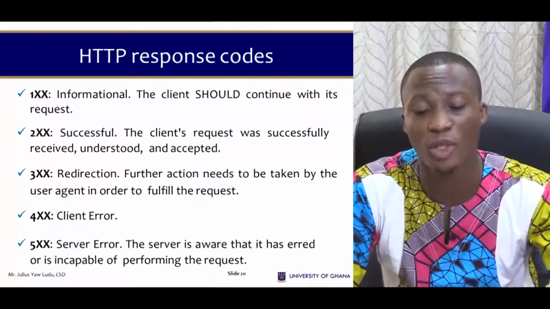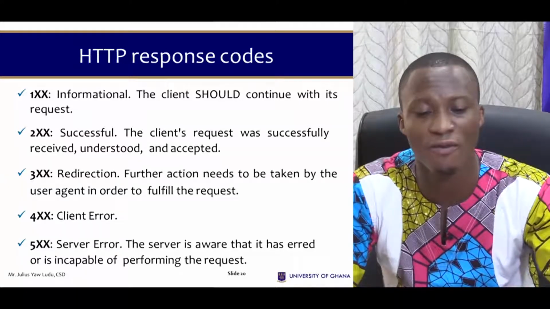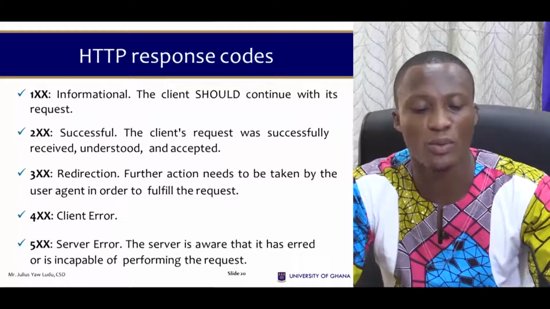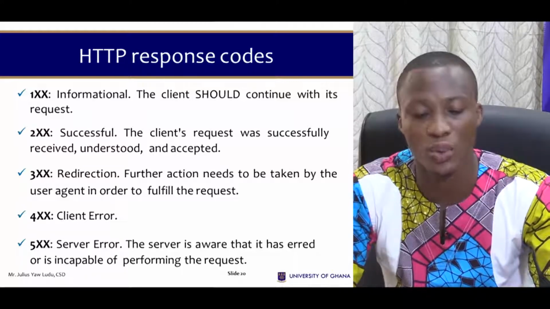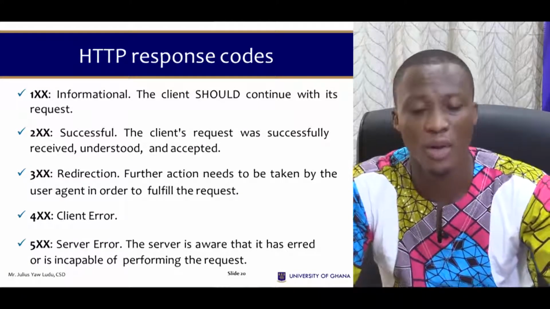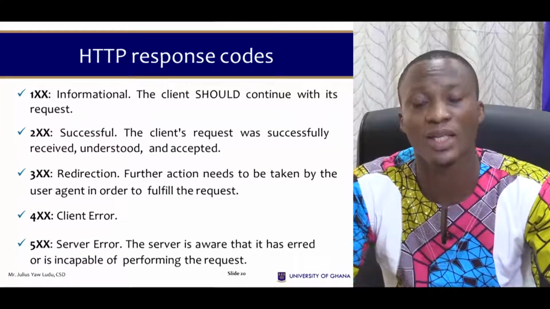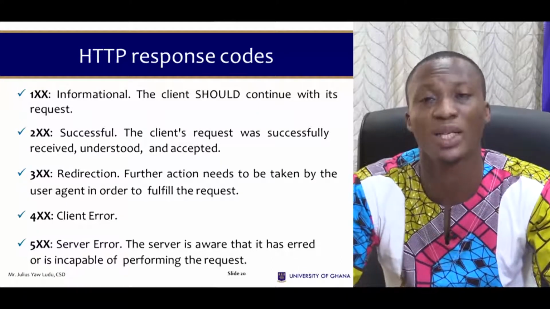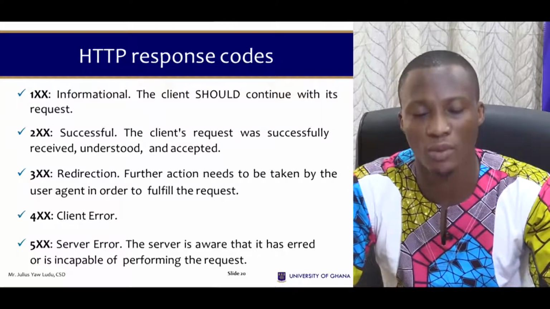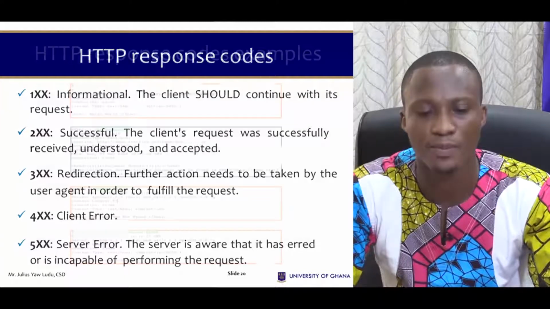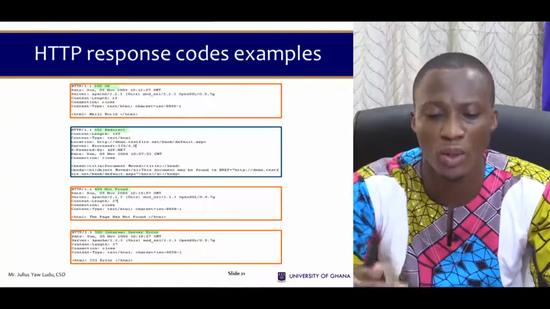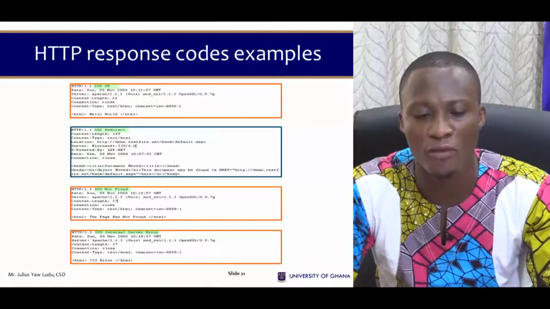Then we have the response. So we have the response methods and we have some response codes. So we have 1XX, we have 2XX to 5XX, which has to do with server error. So we have client error, server error, redirection, and 2XX means that we are successful in executing whatever code we are supposed to execute. Now we have some HTTP response codes also, and that is an example for you.